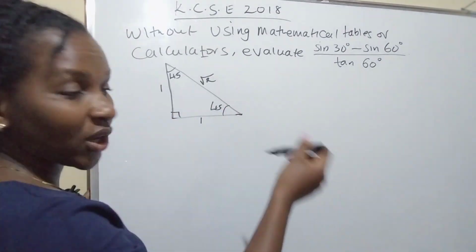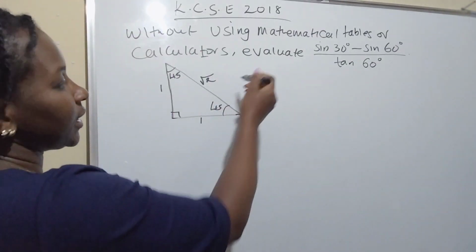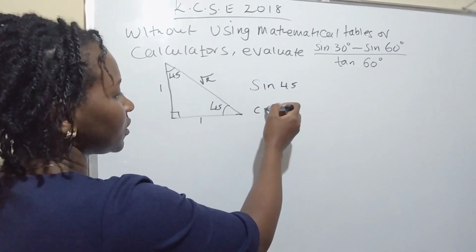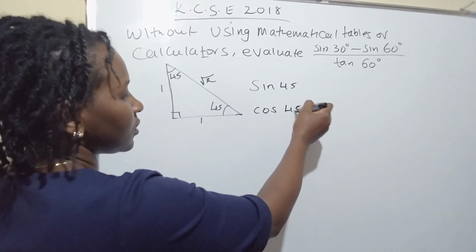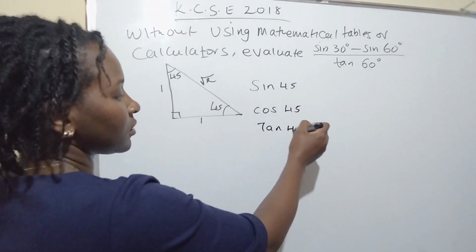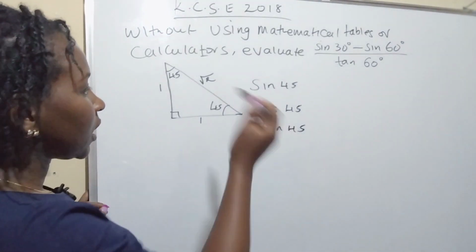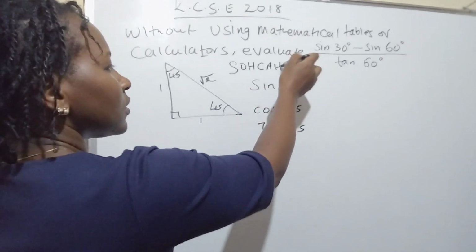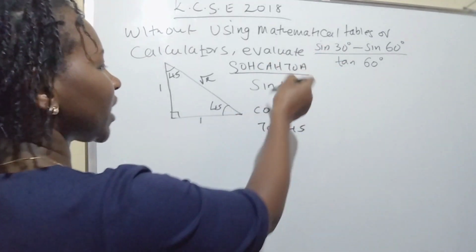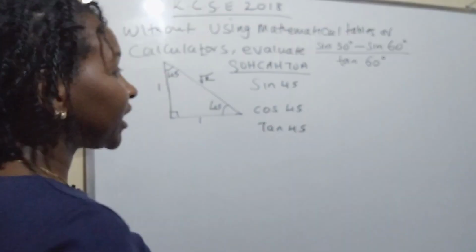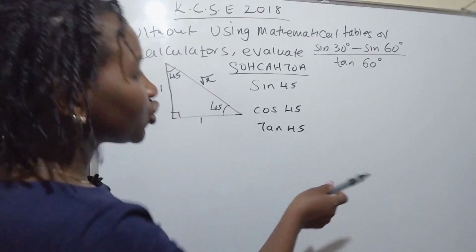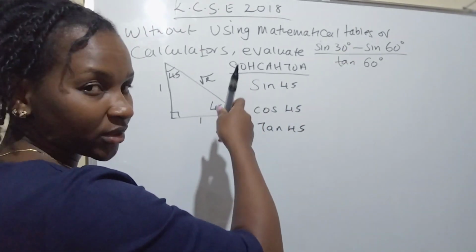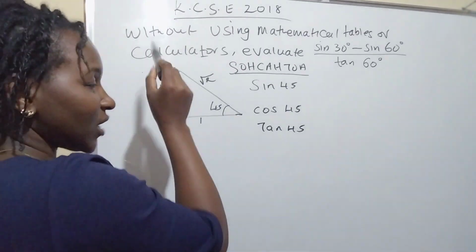So from this one now we can have sin 45, cos 45, and tan 45. From the SOHCAHTOA, we can have all this. But since in our question here we are looking for sin 30, sin 60, and tan 60, we cannot use this triangle. So this is type 1 of the special triangles.